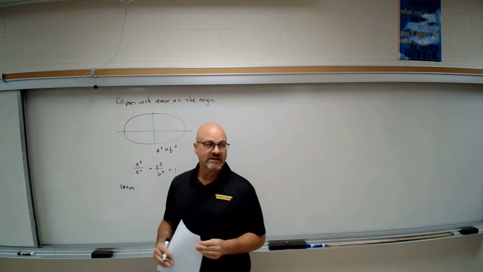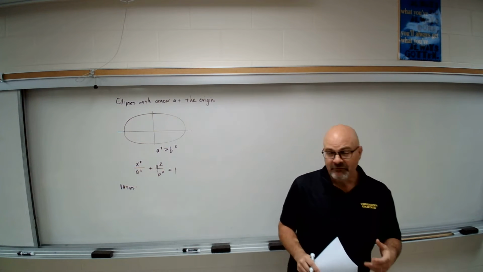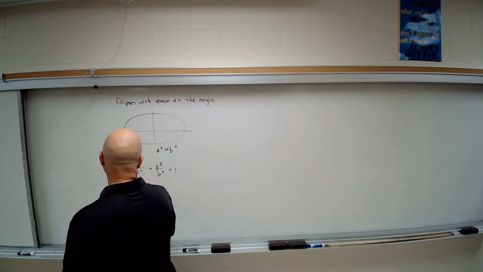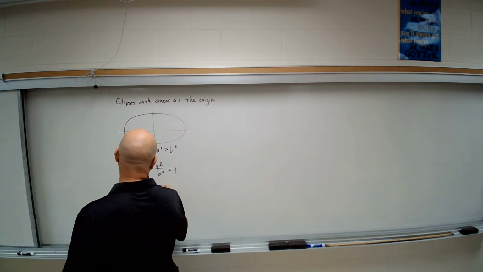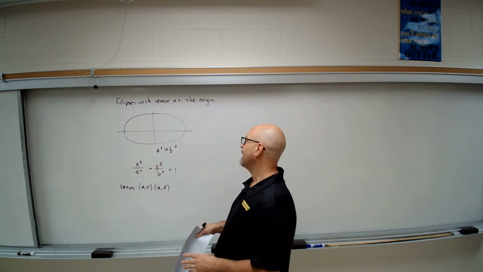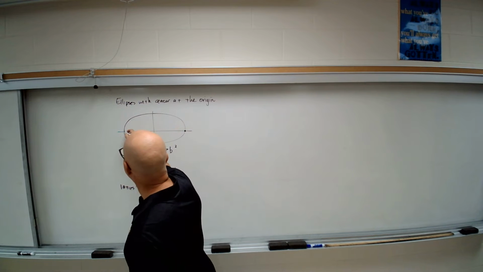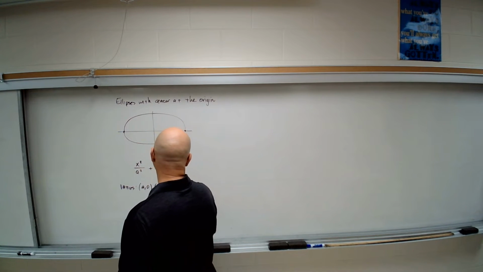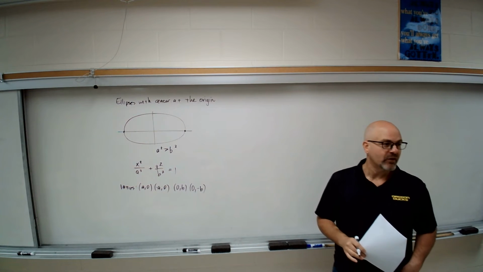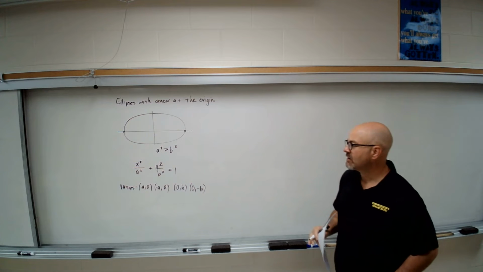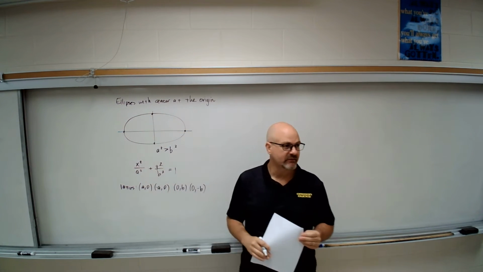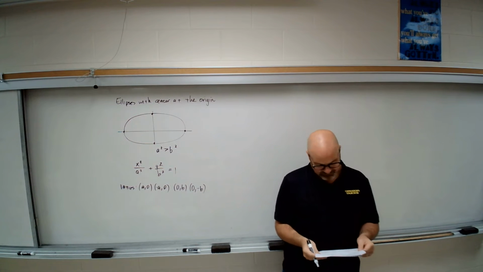The next thing we want to look at are our vertices. Now I'm going to include the vertices and the co-vertices here. But the vertices, in the x direction, we're going to use a to find those. So we're going to get (a, 0) and (negative a, 0). Those would be your two vertices, and those would be your points out here. And then we're going to have (0, b) and (0, negative b). Sometimes you'll call those co-vertices, but sometimes you just call them vertices also. And that's going to be up b units and down b units from the center. So we're all moving from the center here.